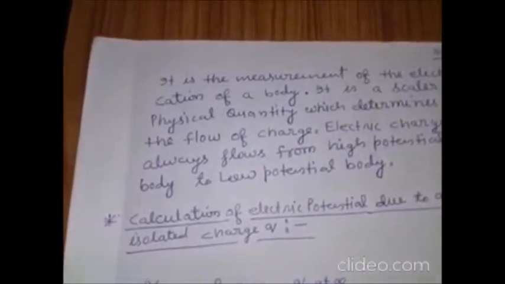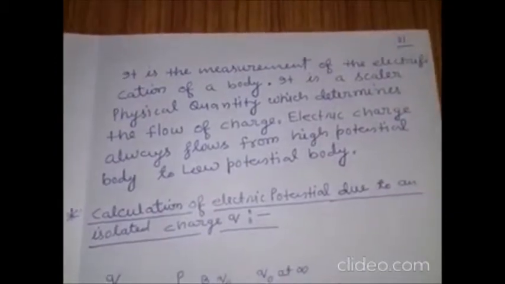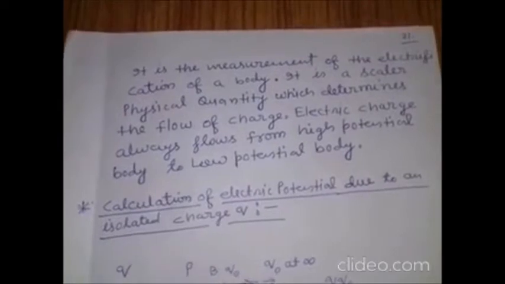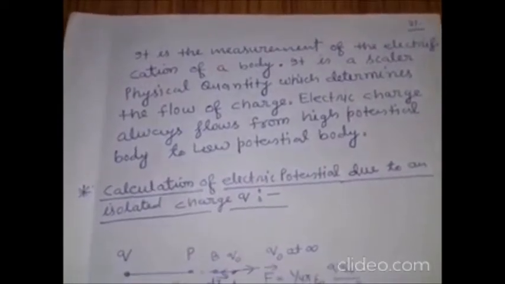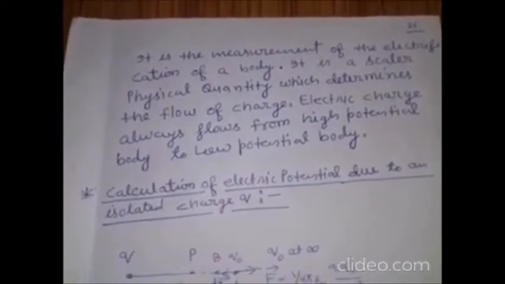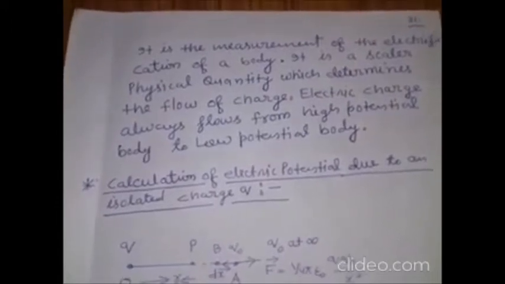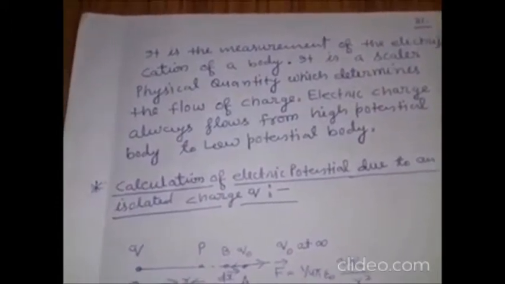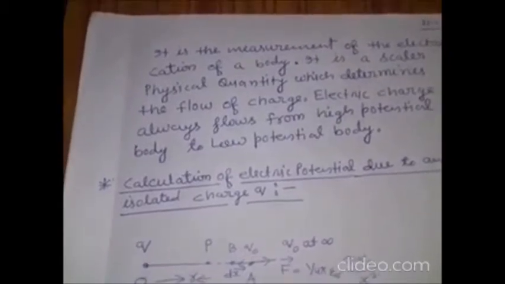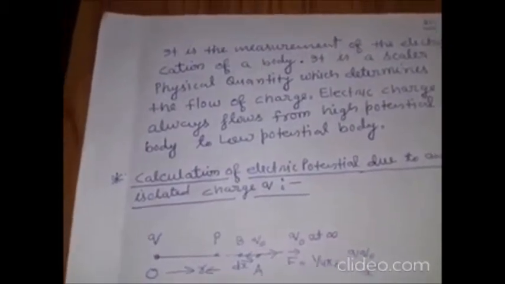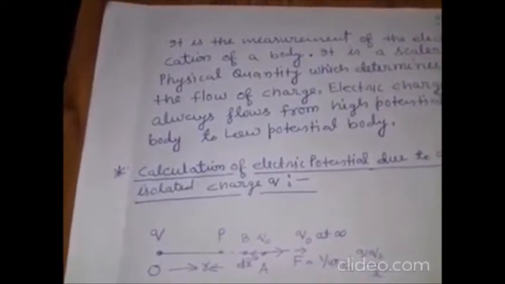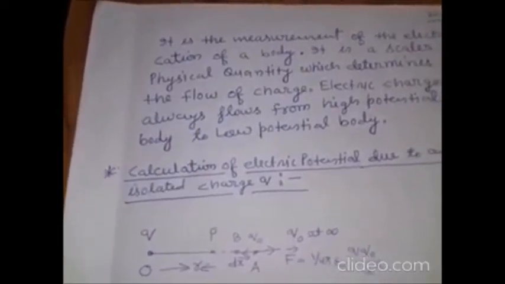Electric potential is also the measurement of the electrification of a body. It is a scalar physical quantity which determines the flow of charge. Electric charge always flows from high potential body to low potential body. Electron always flows from low potential body to high potential body.